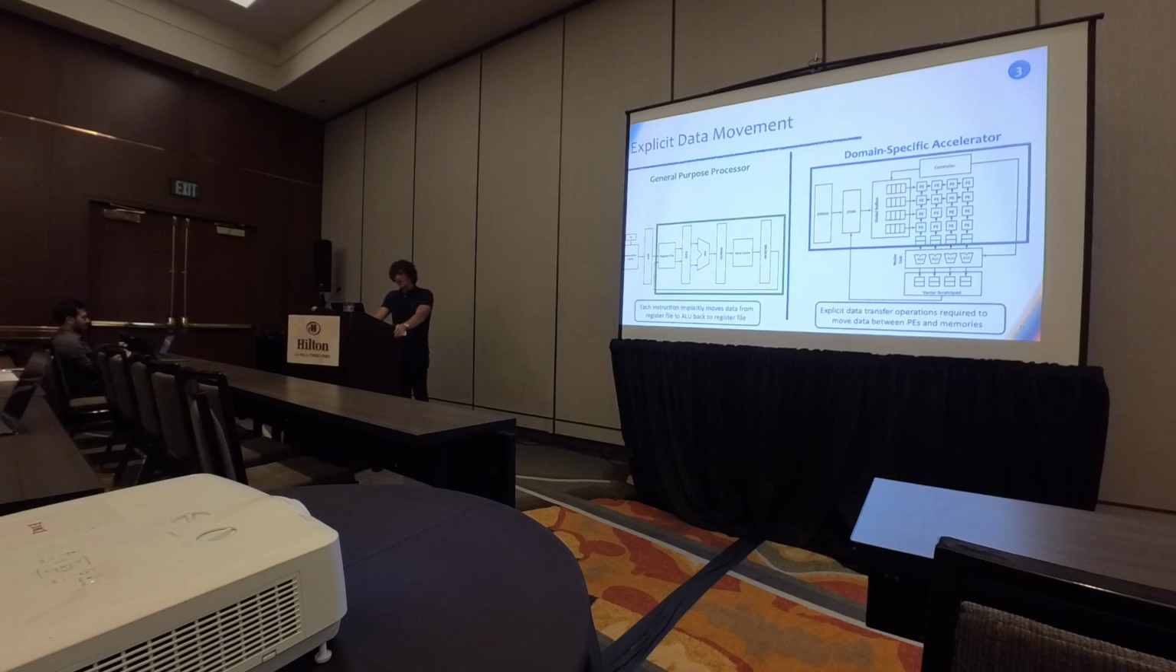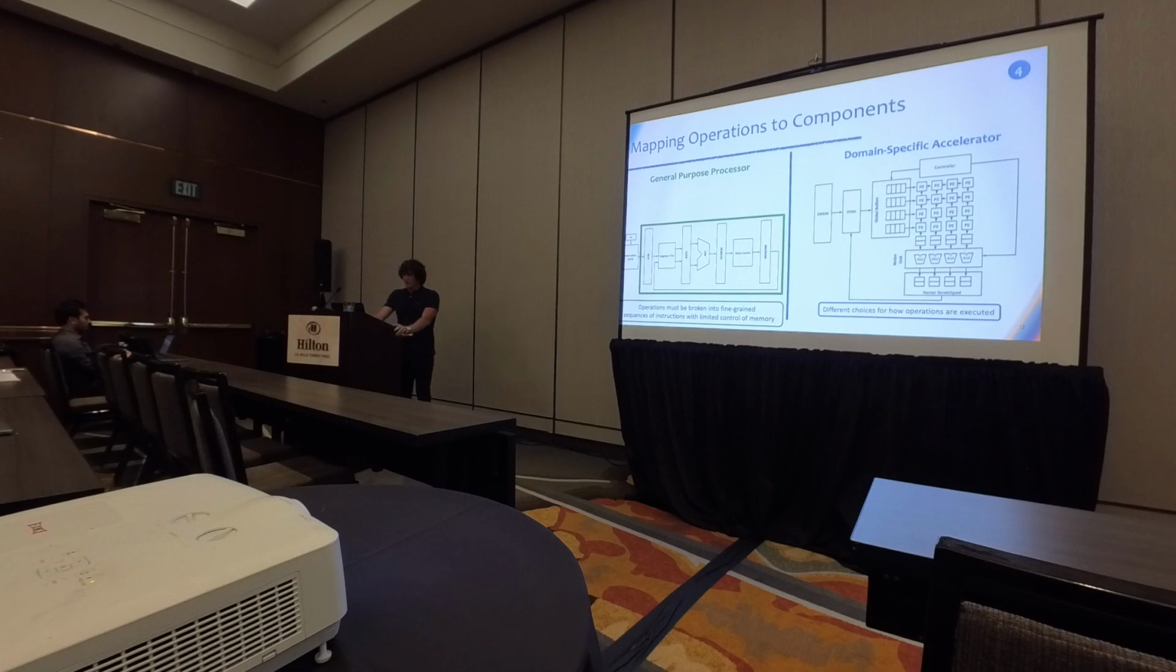Sort of in the same line, talking about data movement, once you load something into your register file, you just say add R1 with R2 and R3, and it's automatically going to move that data to the ALU and then put it in the destination register. When we're dealing with a domain-specific accelerator, we might need explicit instructions just to have that data available to the compute unit.